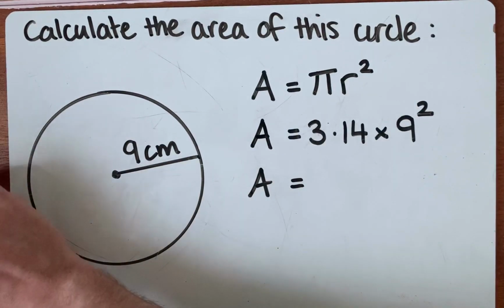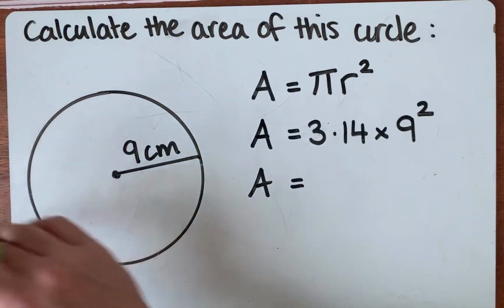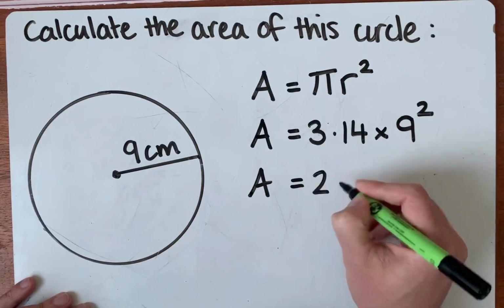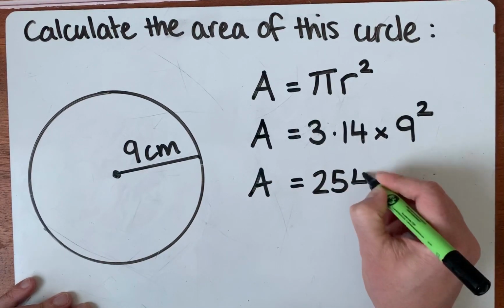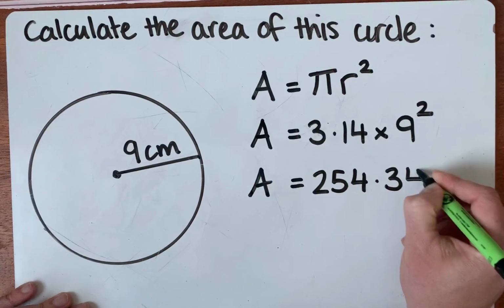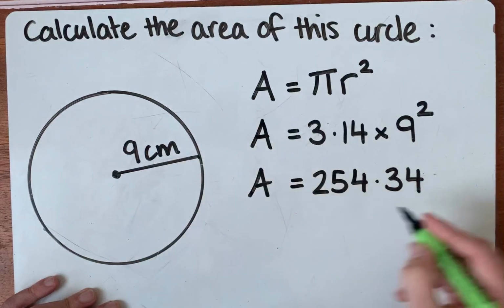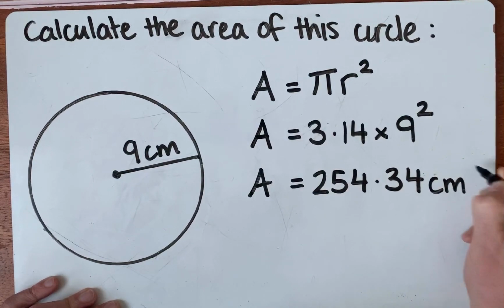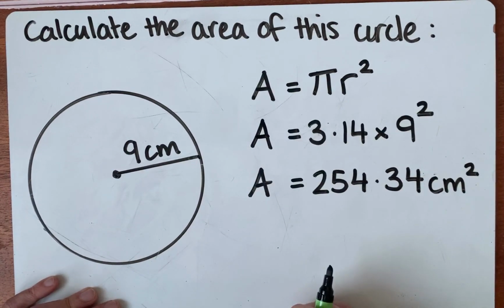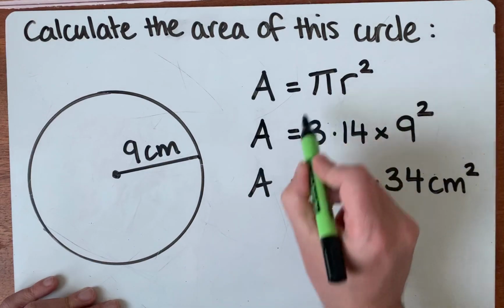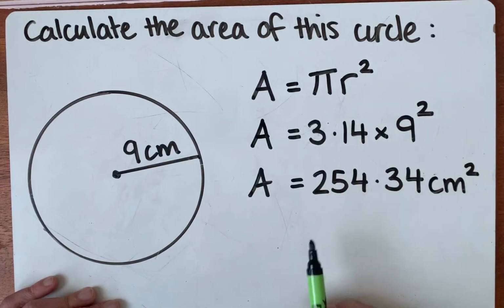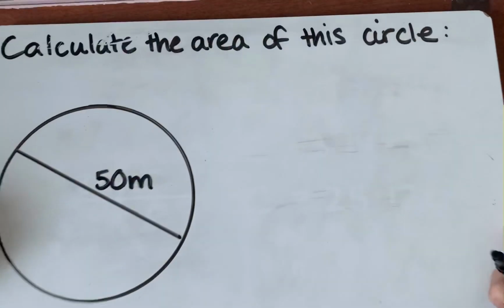So 3.14 multiplied by 9 squared, and we get an answer of 254.34. Now this is an area, remember. The units in the question are centimetres, so our answer is in square centimetres. 254.34 square centimetres. If you did use your pi button, you'll get an answer slightly bigger than that, but it'll be very, very close.